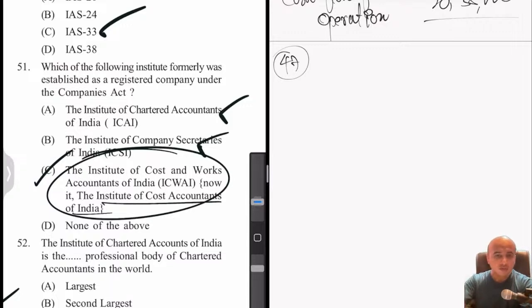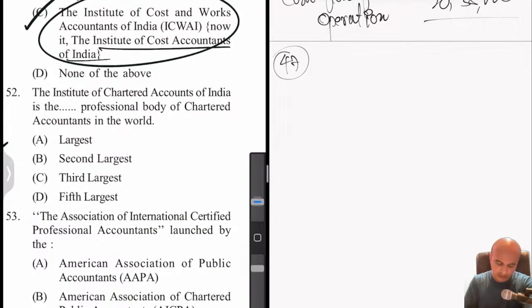Okay, moving on. So where were we? Question number 51 done. Okay, let's move to the next question. The Institute of Chartered Accountants of India is the dash largest professional body of chartered accountants in the world. This is a stupid question because it is a fact-based question and such an unimportant fact that I don't know what it is even doing in our question paper. It's a silly question, I would say. Okay, according to the data, it is the second largest. That's all I can say.